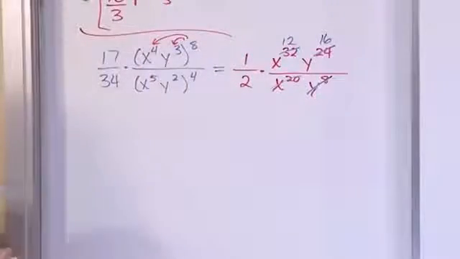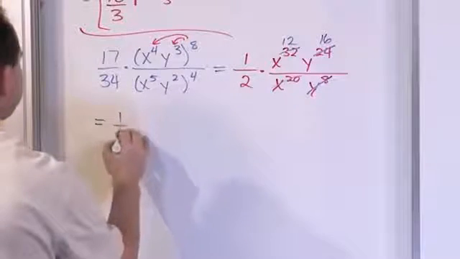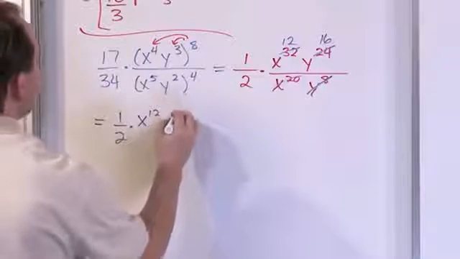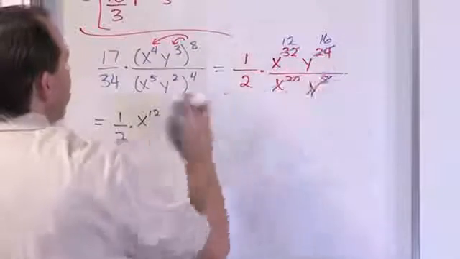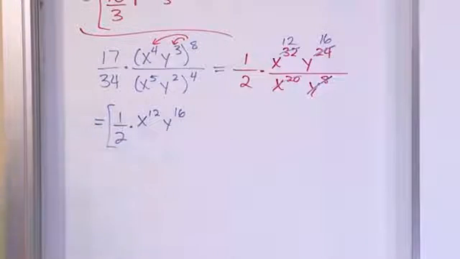All right, after you do the cancellation, the final answer is going to be 1/2 times x to the 12th, y to the 16th. When I strike through the whole thing down here, they're gone. I just have 1 down there. On the top, I just have my exponents that I've replaced. So it's 1/2 x to the 12th times y to the 16th.